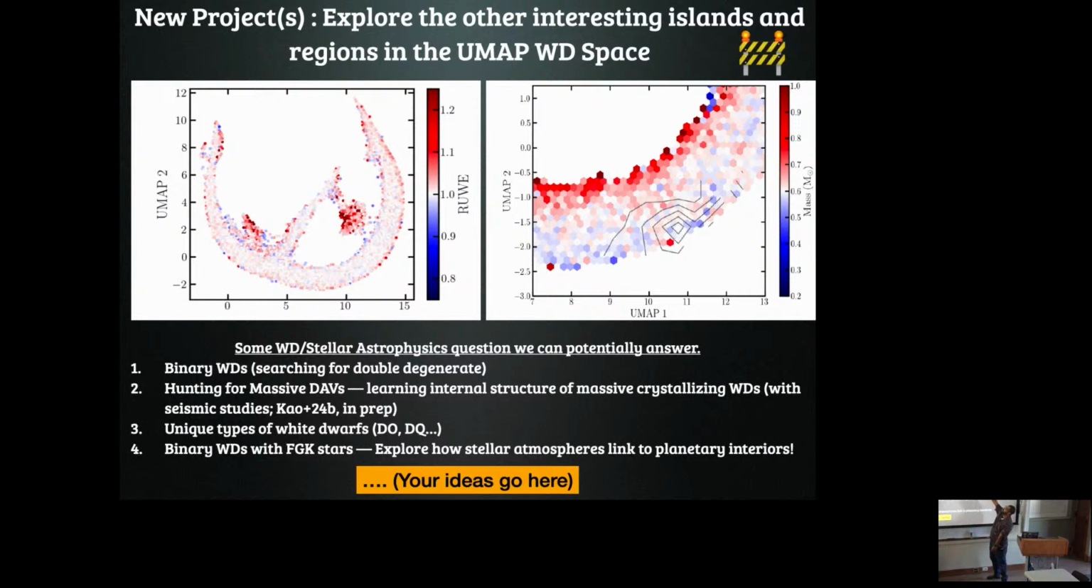And so one of the things we're doing now, my student has actually chosen all of the DAVs in here, and she's looking at the high mass ones, because those are the stars where they're starting to crystallize in their cores. And so using asteroseismology, she's actually learning about crystallized structure just from this UMAP projection and knowing where they are.